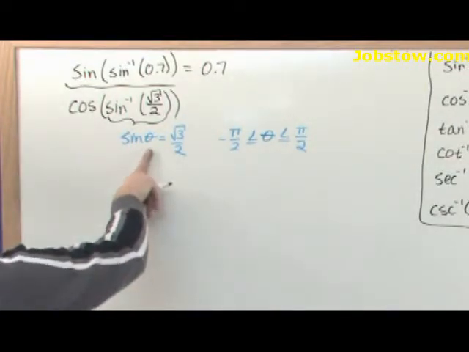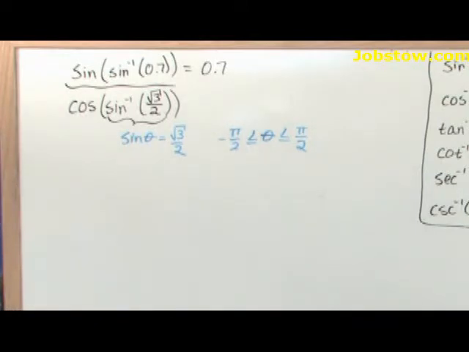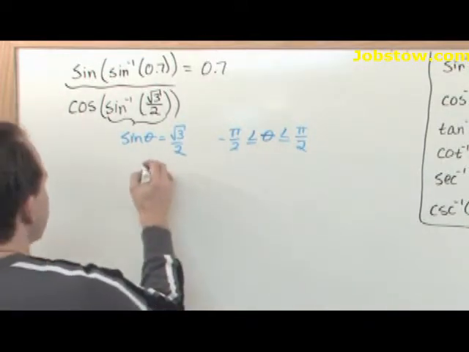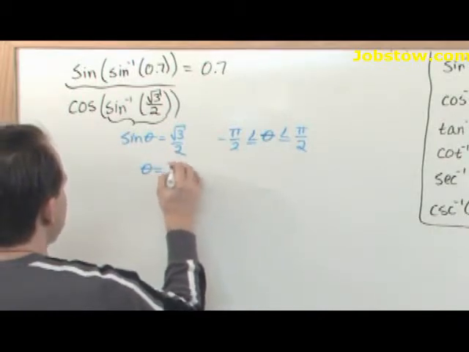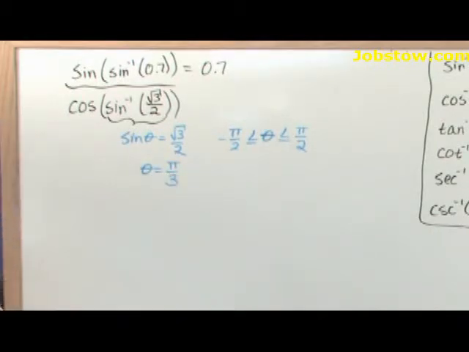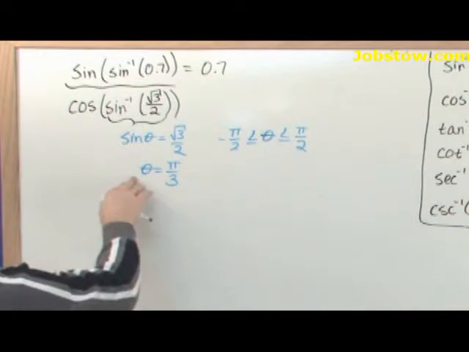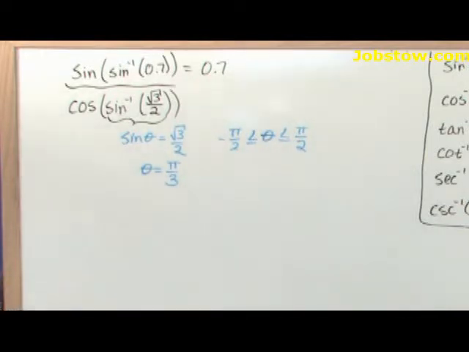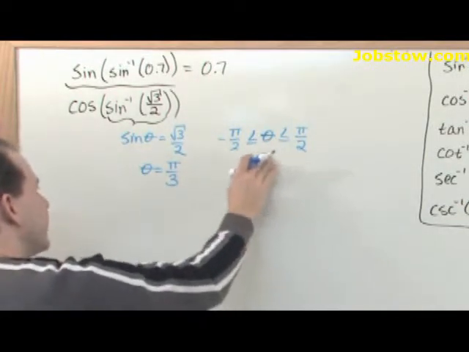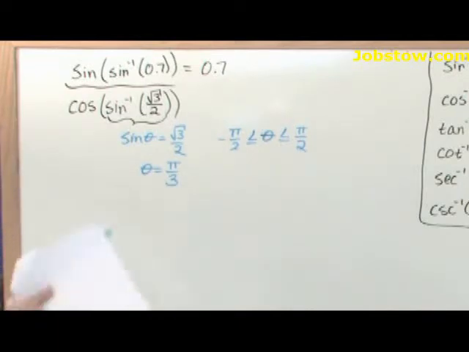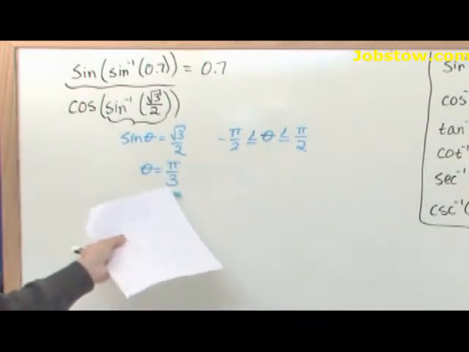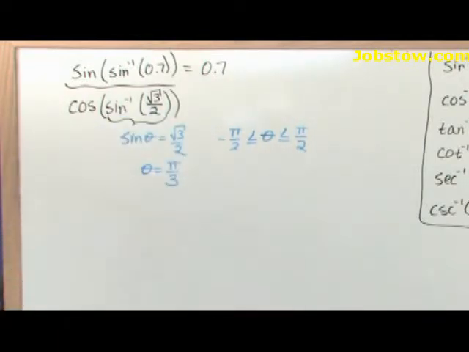So what angle is going to give me, so that I take the sine of it, the square root of 3 over 2? Well, I think you can convince yourself it's just going to be pi over 3. Okay, it's just going to be pi over 3 because this is like 60 degrees, and sine of 60 degrees is square root of 3 over 2. This angle does fall in this range, and that's what you would get if you put this in a calculator. Inverse sine of square root of 3 over 2, you would get that angle because that falls in the range there.